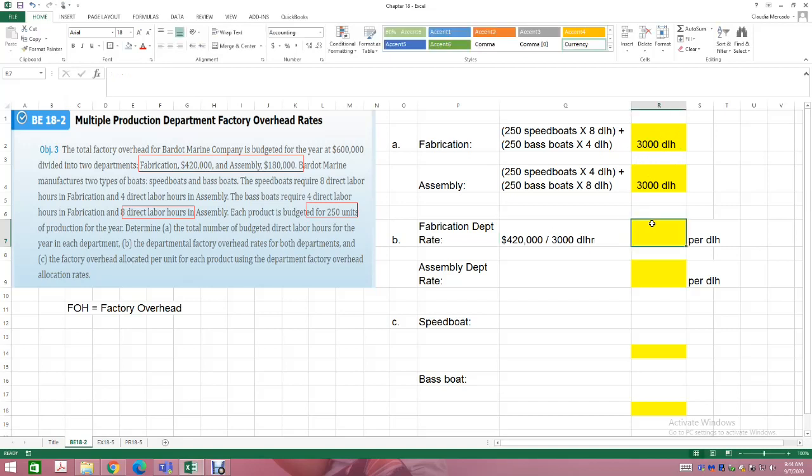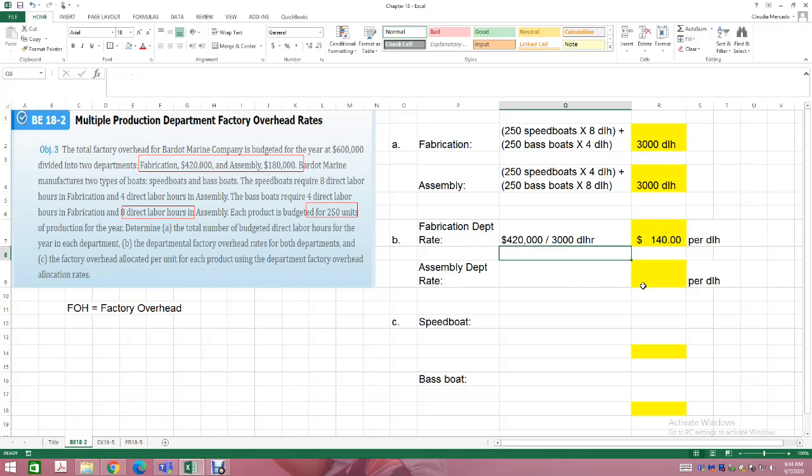Okay. And let's see what that gives us. So that will be 420,000 divided by 3,000. That's going to give me $140 per direct labor hour. So that means that for every hour that I spent fabricating whatever product, I am going to be charging $140.